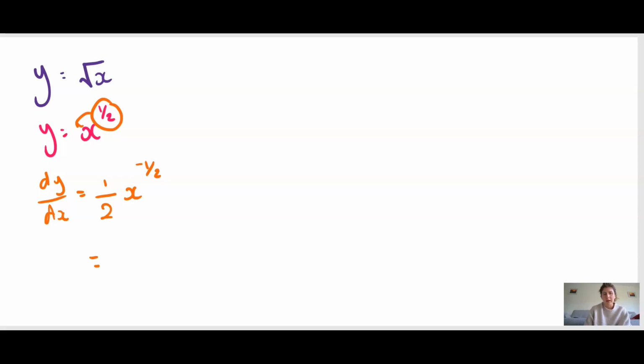Now, an extra extension is that we want to try and put it back into surd form, because surds are much easier to look at than negative powers. So we still have our 1 on the top of the fraction, from that 1 from the half there. The 2 still goes on the bottom, so we're dividing by 2. And then negative a half means we've got a square root on the denominator of our fraction, so square root x.